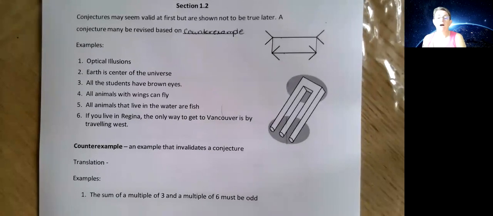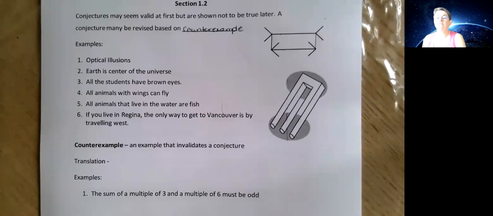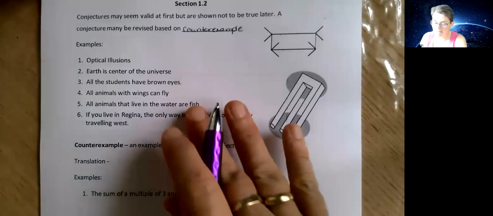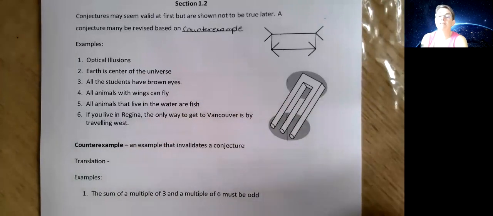All animals that live in the water are fish. Can you name me a counterexample right now? I'm thinking dolphin, lobster, seaweed. Oh, seaweed doesn't count, it's not an animal. But often with a conjecture, there's a counterexample which wrecks it.